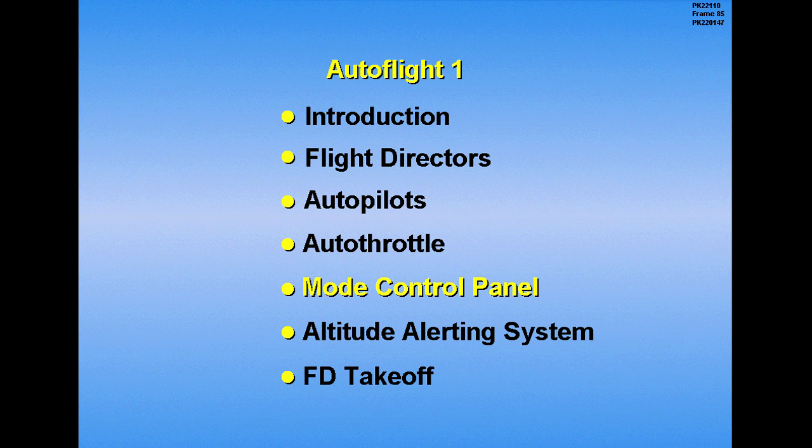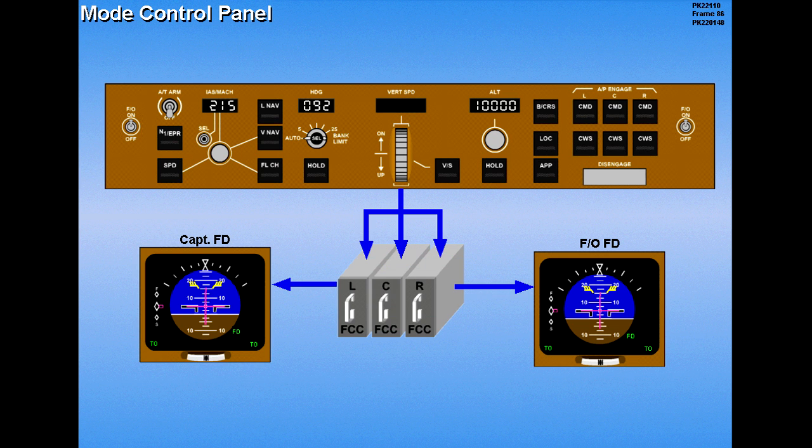Now let's look at the Mode Control panel. The MCP provides input commands to the FCCs for controlling airspeed, heading, vertical speed, and altitude. Selectable values are shown in display windows controlled by rotary selector switches.